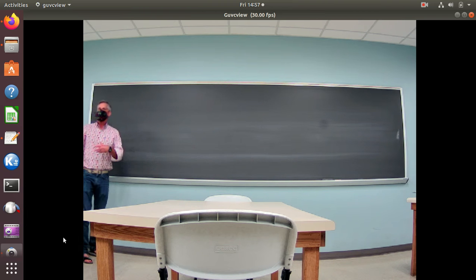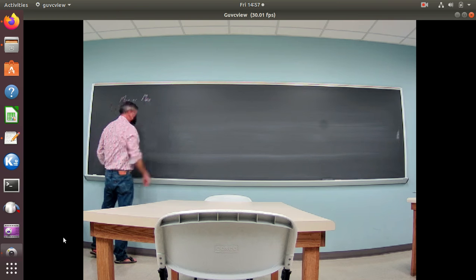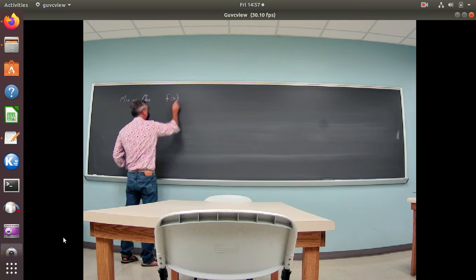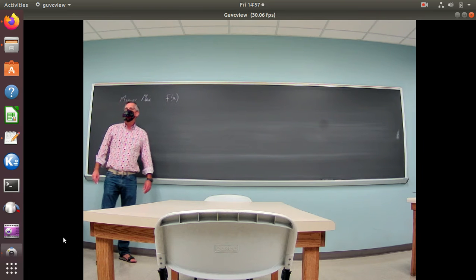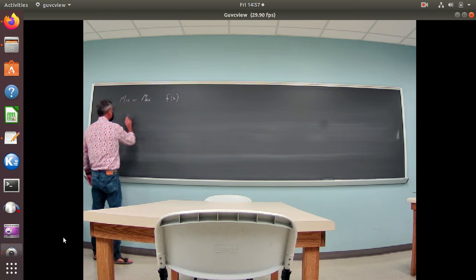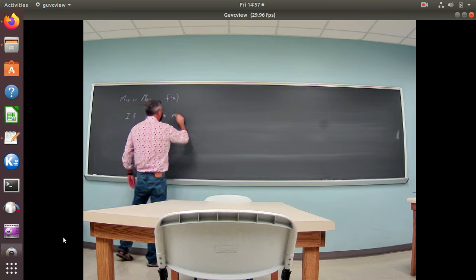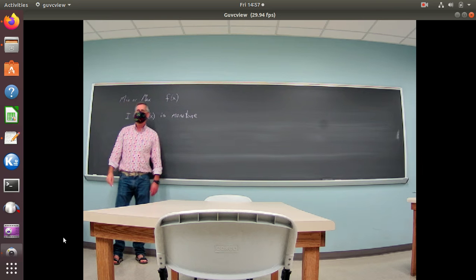Suppose I want to minimize or maximize some function, f of x. A big hint here is that if g of x is monotone, ooh, there's a big word, monotone.